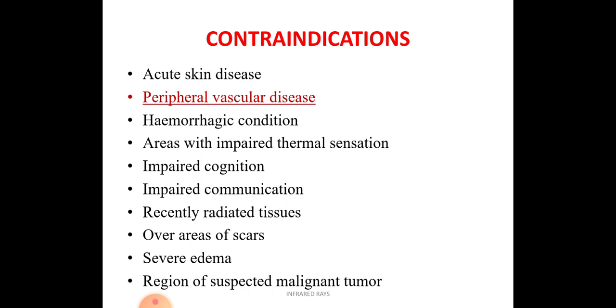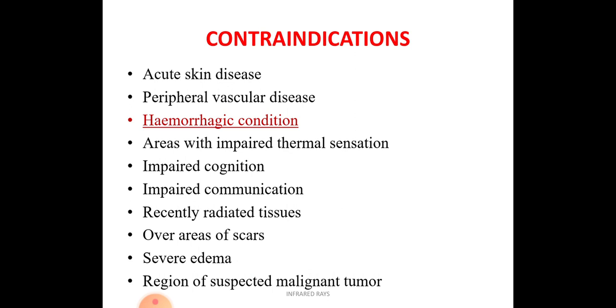Peripheral vascular disease. Here it is possible that the tissues are not in a capacity to tolerate vasodilatation, and it may damage the blood vessels. Or sometimes it is also possible that with increased blood supply you will have dislodgement of a thrombus, and that thrombus may go into the systemic circulation and block an artery.